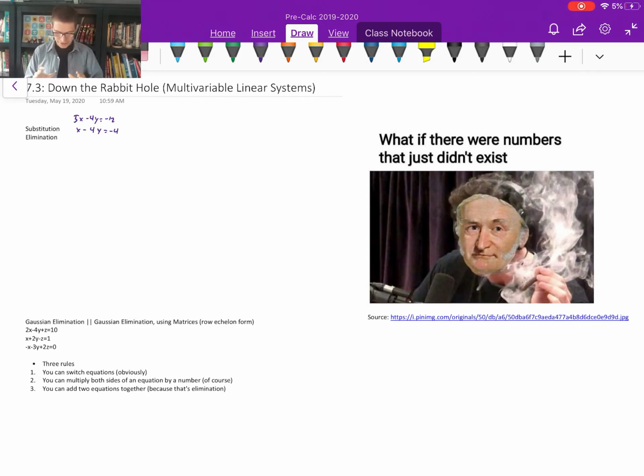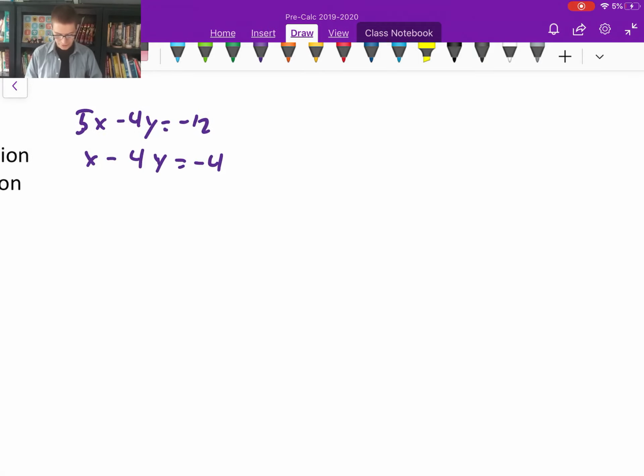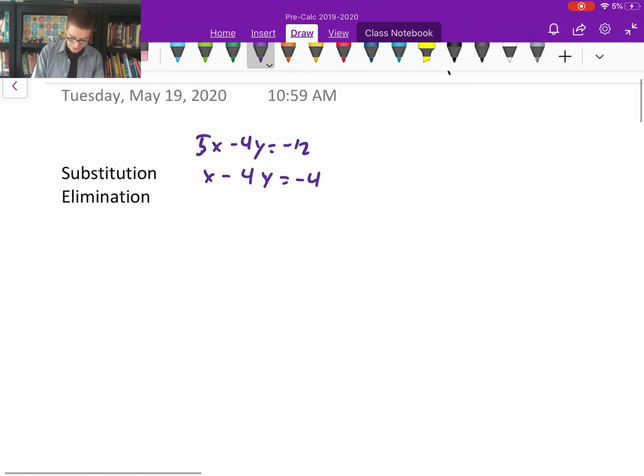What we're going to talk about right here is how to solve multivariable linear systems. Think about, for example, systems of equations you did back in algebra. Let's say you had 5x minus 4y equals negative 12, and x minus 4y equals negative 4. We wanted to solve these linear equations. There's two different ways you could do it. As you may remember from algebra, there's substitution and there's elimination.